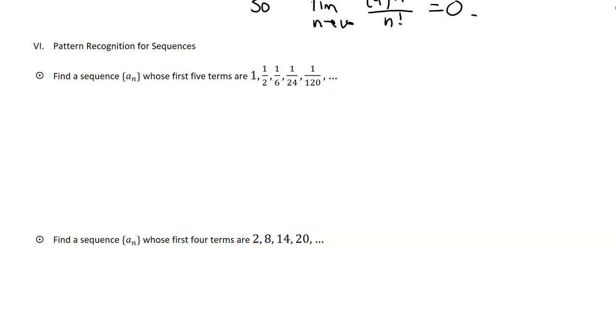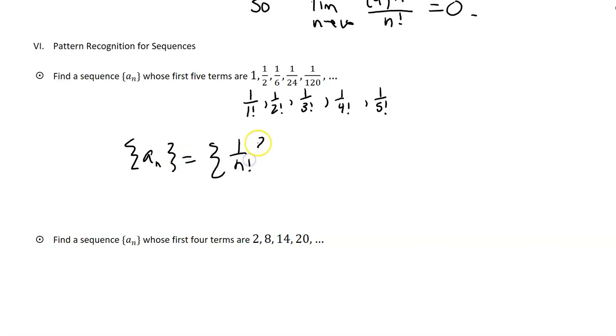So this says find a sequence a sub n whose first 5 terms are 1, 1/2, 1 over 6, 1 over 24, and 1 over 120. And I see right now, because I've dealt with factorials enough, I recognize that I could write this as 1 over 1 factorial, 1 over 2 factorial, 1 over 3 factorial, 1 over 4 factorial, and 1 over 5 factorial, because 5 factorial is 120, 4 factorial is 24, and so on and so forth. So for this one, I would call a sub n 1 over n factorial.